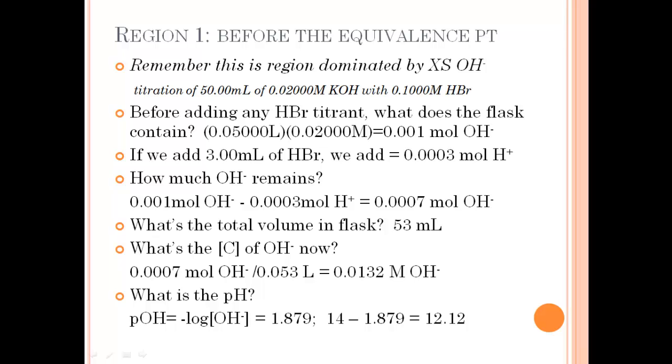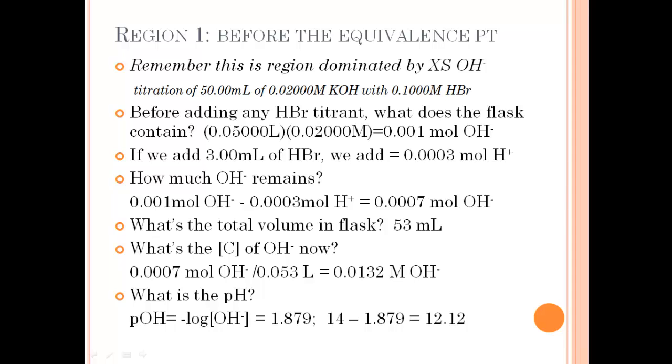Now let's say we add 3 mils of HBr. How many moles is that? Well, we're going to take 0.003 liters times the molarity of the HBr, which is 0.1, multiply those together, that gives you how many moles of H plus you're adding, which is 0.003 moles of H plus.